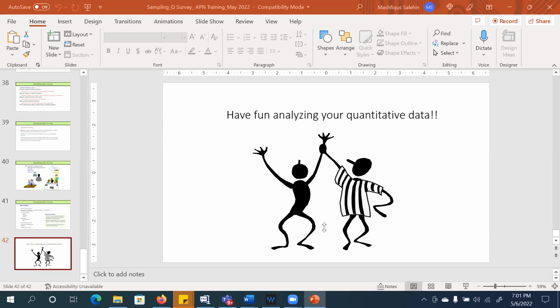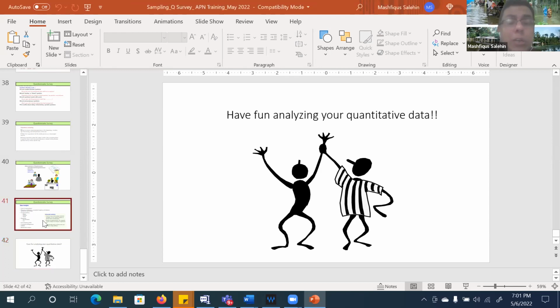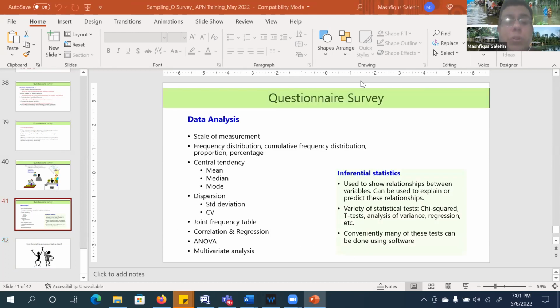Yes, for inferential data analysis, of course, these two are for that, SPSS and Stata. So you can do all kinds of analysis, some I mentioned here. Maybe you can do all this: frequency, correlation, regression, multiple regression, multivariate analysis. You can do all these using those software.